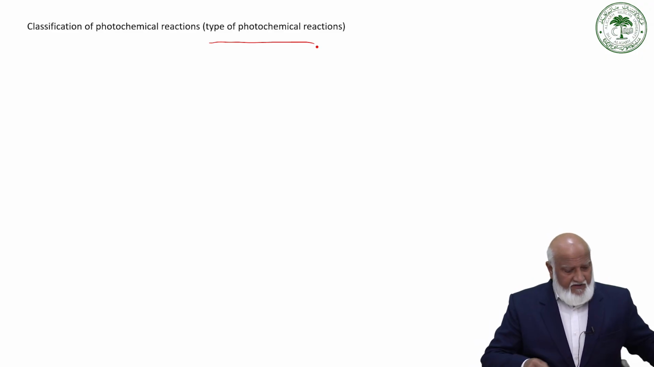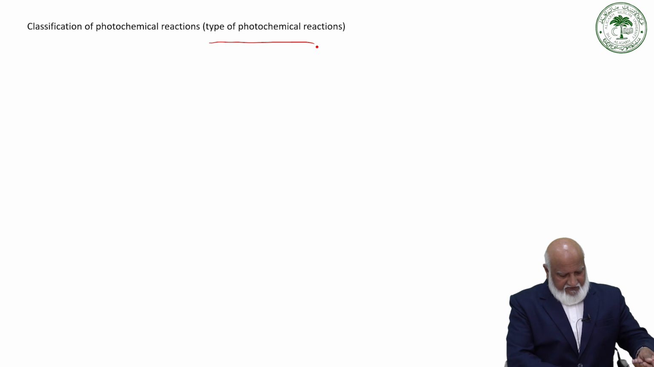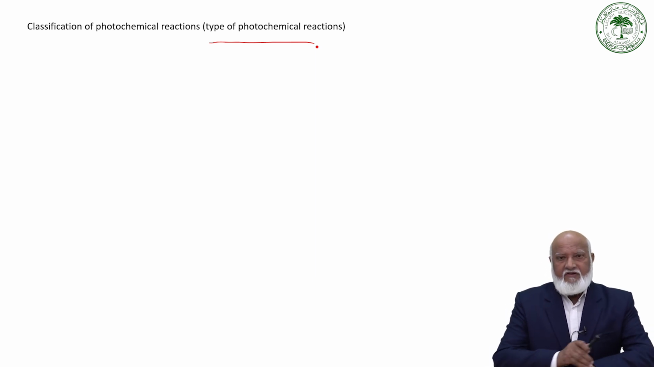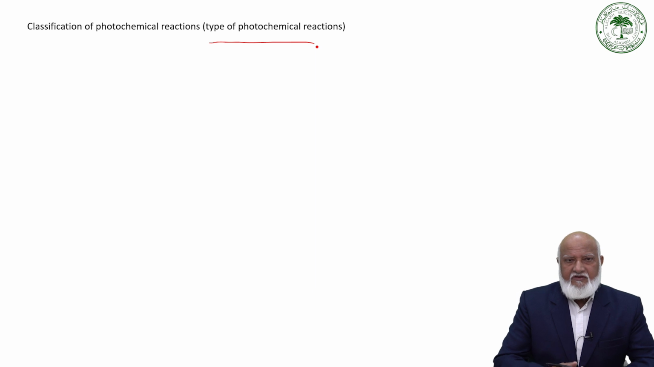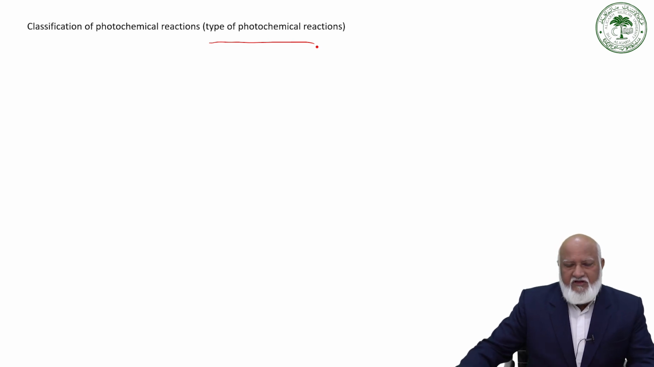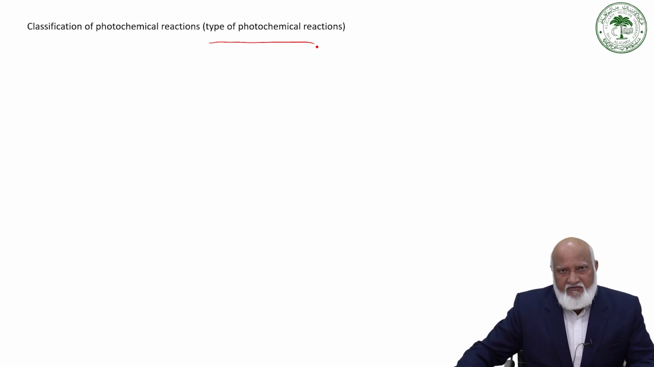So let us look back at what we have learned in the previous lecture. Once again, just to summarize, we discussed in the previous lecture which light is important for a photochemical reaction, how much amount of energy we are giving to the molecule, what happens, and so on and so forth.